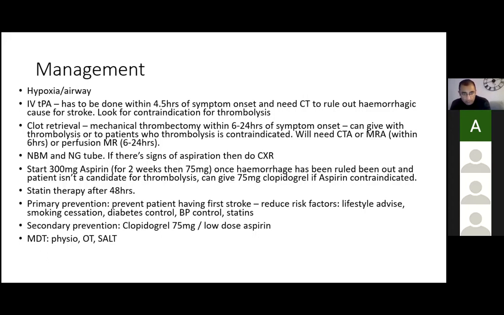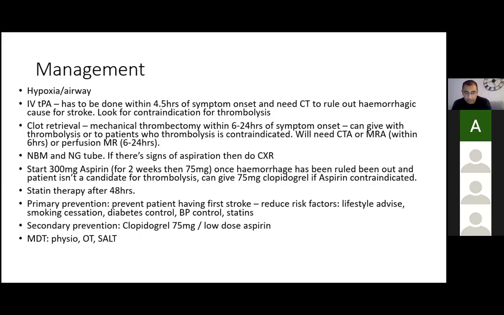Again, if they're not within 4.5 hours, then you'd be thinking between 6 and 24 hours of symptom onset, they can be a candidate for a thrombectomy. Patients can have thrombolysis and a thrombectomy, but if thrombolysis is contraindicated, they can have just a thrombectomy. And therefore, we'll be thinking, is it worth doing a CT angiogram or an MR angiogram within 6 hours, or a perfusion MRI?